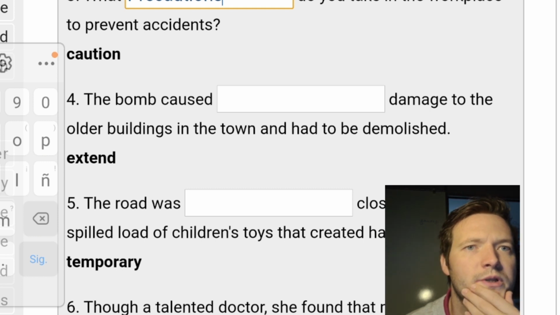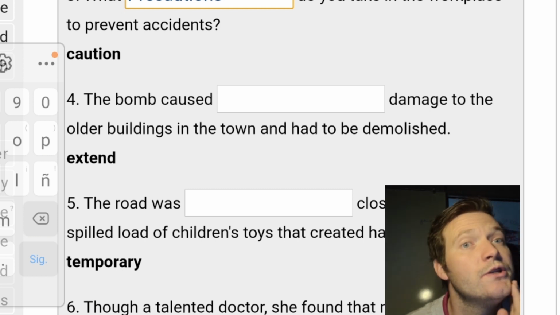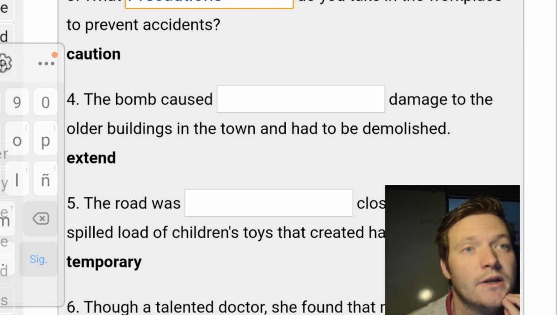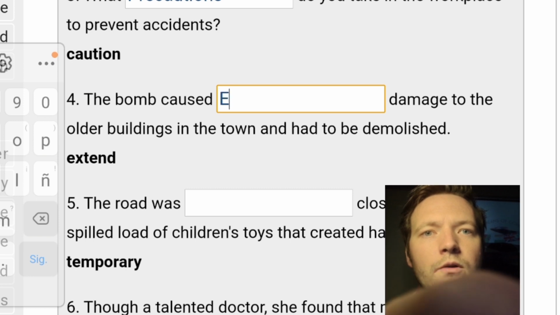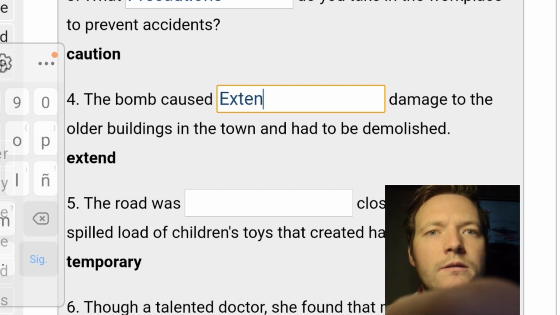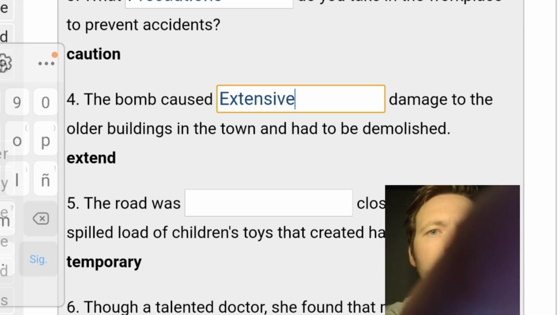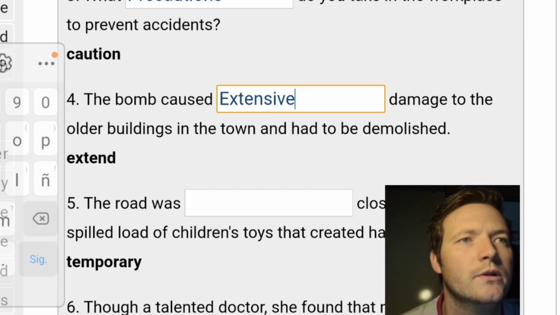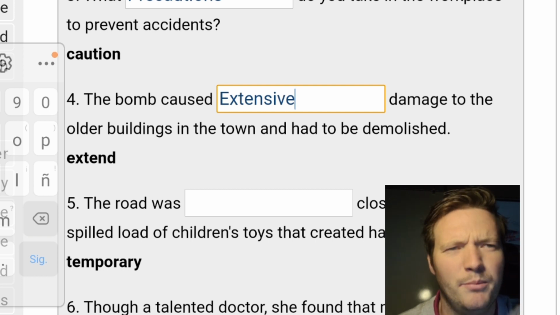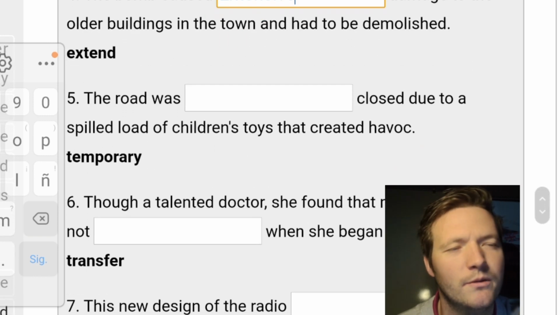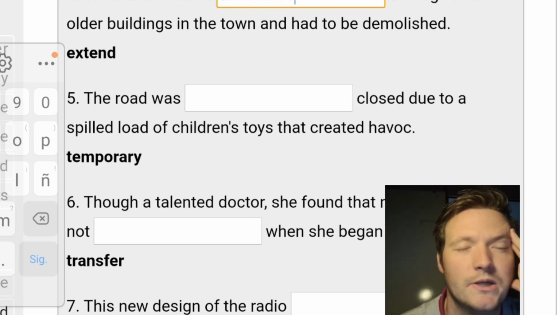Okay, the bomb caused extended damage to the older buildings in the town and had to be demolished. So, adjective: it caused extensive damage to the older buildings and they had to be demolished. Not the bomb, I guess. They didn't demolish the bomb. Kind of happens on impact, doesn't it?